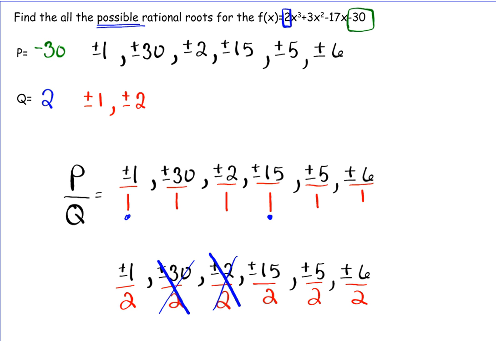Oh, guess what? I just made a big old boo-boo in the middle of this, guys. I forgot one set of factors. Can you see what set of factors I forgot? I forgot plus or minus 3 and plus or minus 10. So we've got to add those in too.